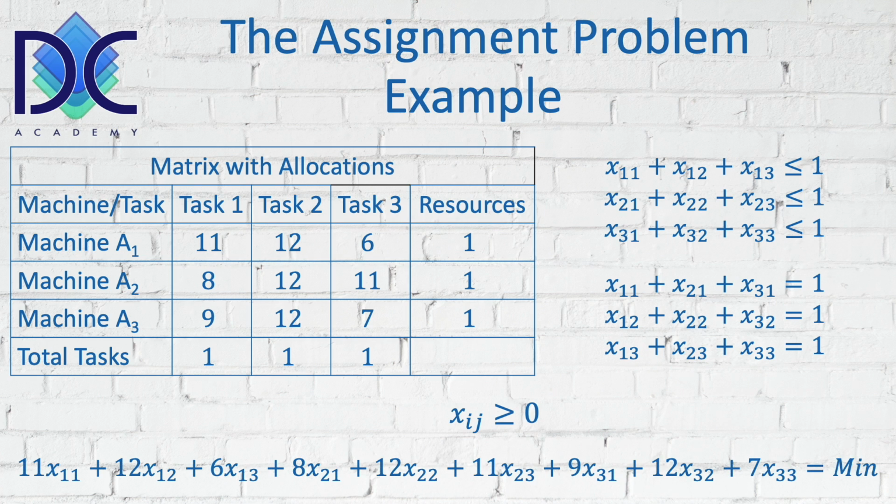When we look at the objective function, we have to multiply the cost with the assignments. So we find 11 times x11 plus 12 times x12 plus 6 times x13 plus 8 times x21 plus 12 times x22 plus 11 times x23 plus 9 times x31 plus 12 times x32 plus 7 times x33, and this has to be a minimum. Now let's see what we can do in Excel.